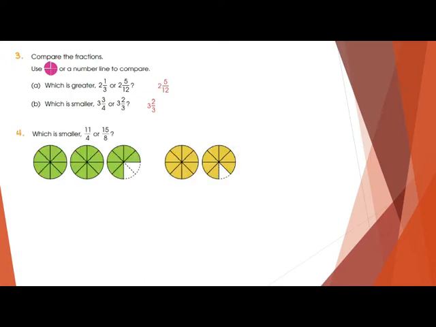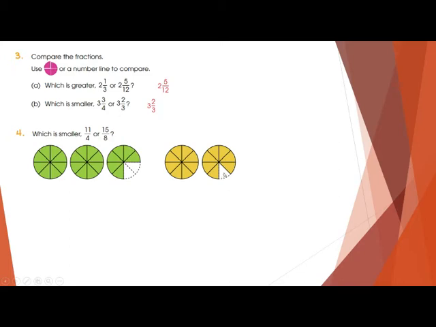Okay, let's see question number 4. Which is smaller, 11/4 or 15/8? They are showing you the diagram. First of all, they are showing you the 8 parts, and the shaded areas are 1, 2, 3, 4, 5, 6, 7, 8, and 8 more, so 16, and then 1, 2, 3, 4, 5, 6, so 6 more areas. Similarly, in this one, 1, 2, 3, 4, 5, 6, 7, 8, and then 1, 2, 3, 4, 5, 6, 7, so 7.